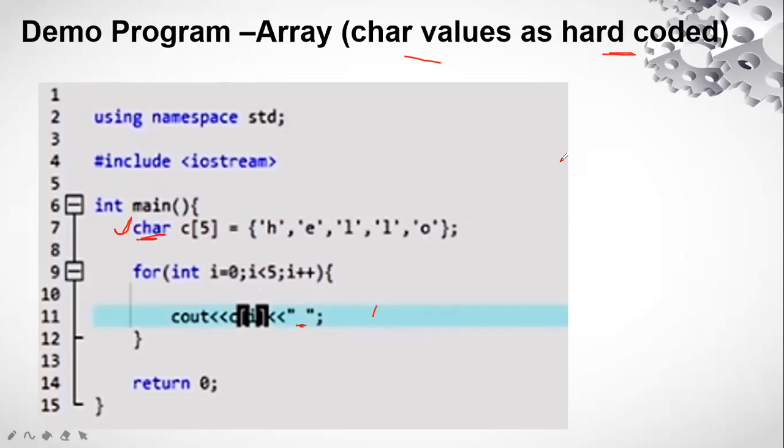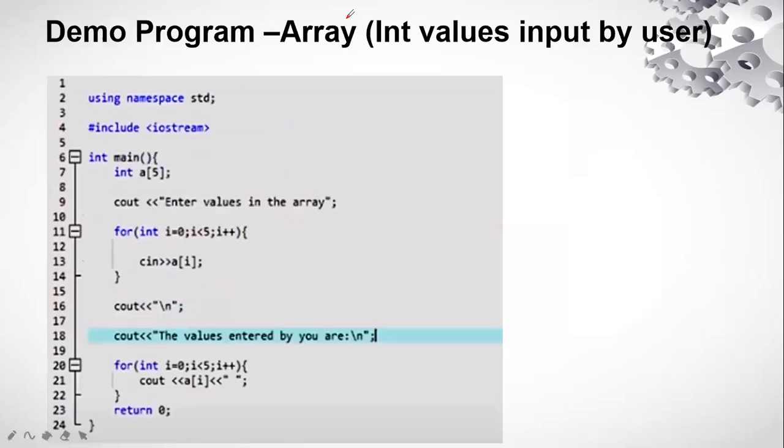So what will be the output for this? It will be H space E space L space L space O. So this will be printed out. So this is the static initialization again. Now we can see the dynamic initialization. What is this dynamic initialization? Dynamic initialization is when the user needs to input the data.